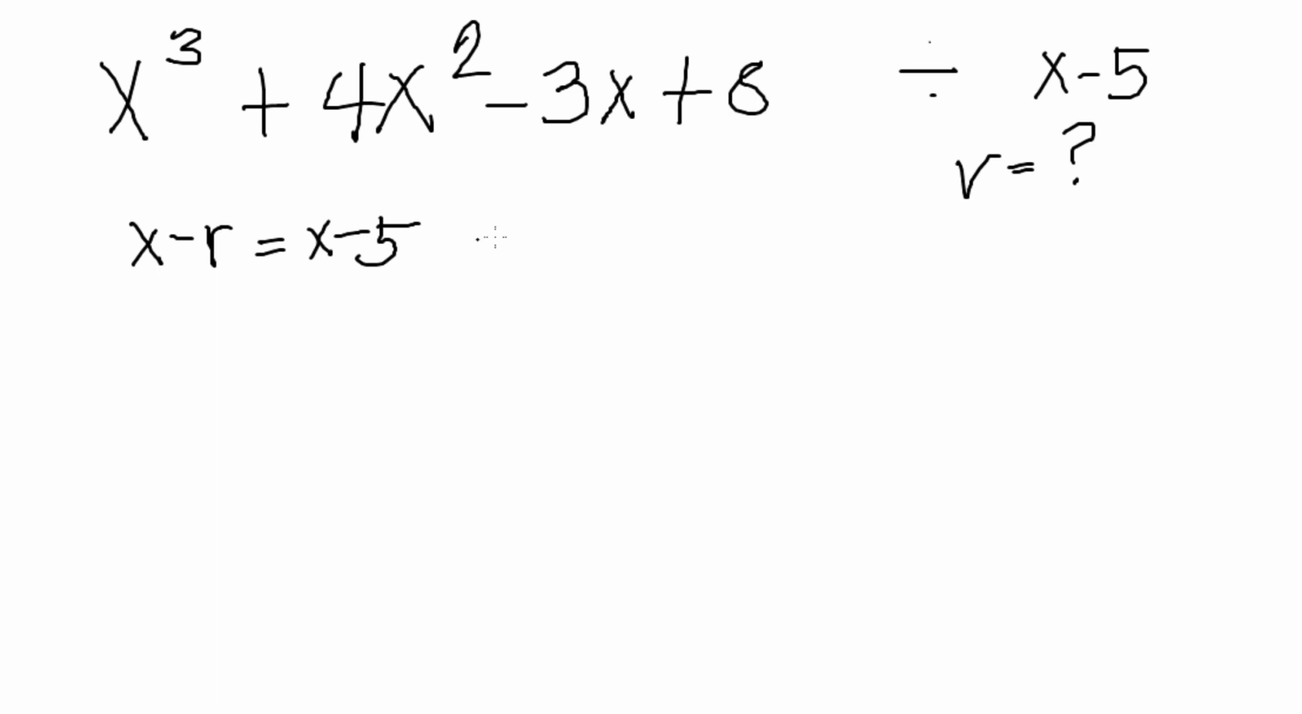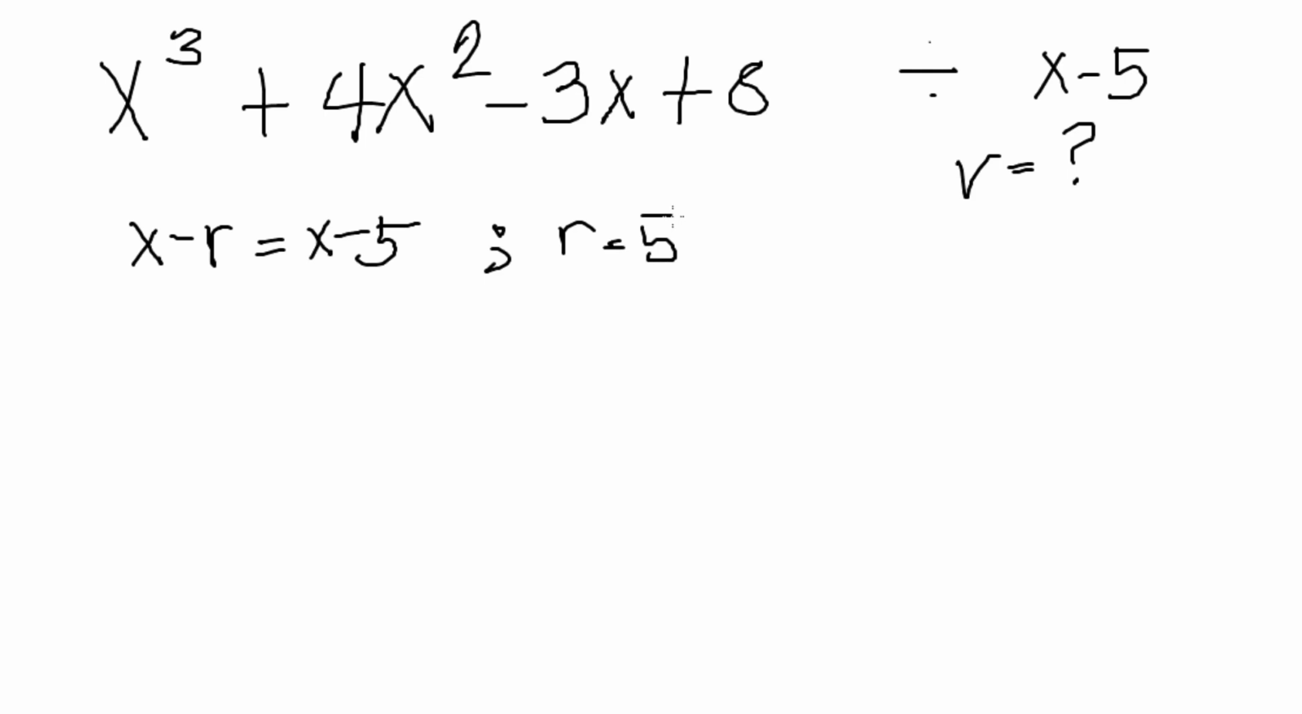Repeat this process. Divide the first term of the new dividend, 9x^2, by the first term of the divisor, x, to get 9x. This becomes the next term of the quotient. Multiply the divisor by the new term of the quotient, 9x, to get 9x^2 - 45x. Subtract this from the current dividend to get 42x + 8.